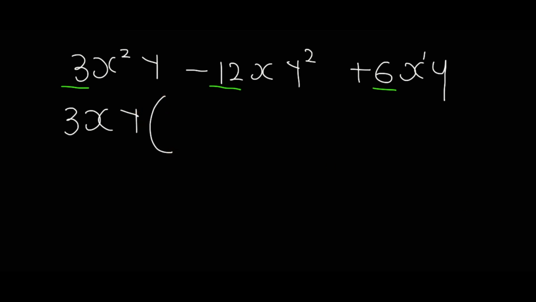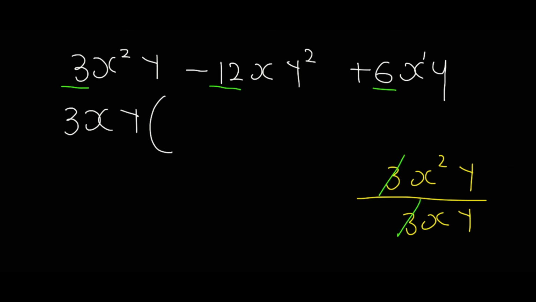And from there we divide each term by the common factor. We have 3x squared y divided by 3xy, so this one and this one cancel, and then this one and this one cancel, and then x squared divided by x gives x, because x and x cancel. So here our answer is x.